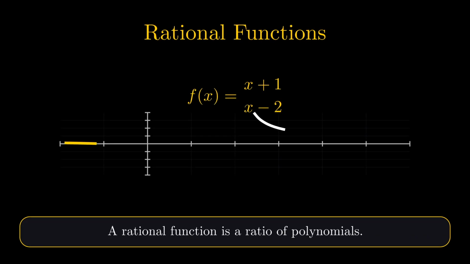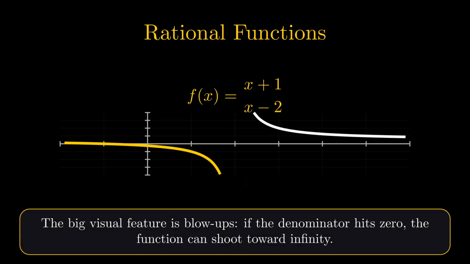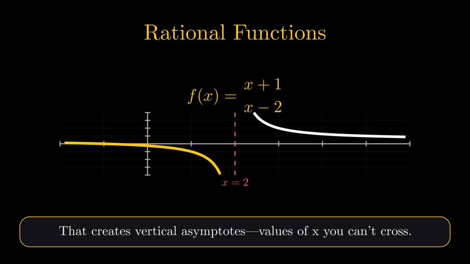A rational function is a ratio of polynomials. The big visual feature is blow-ups. If the denominator hits 0, the function can shoot toward infinity. That creates vertical asymptotes, values of x you can't cross.